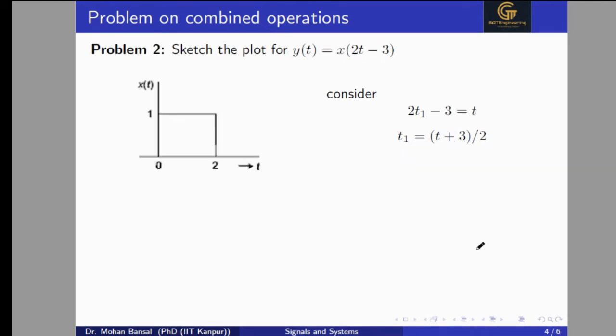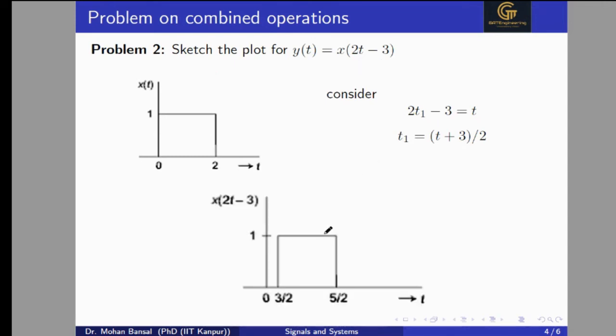Similarly, now you can see problem number 2. We have to plot x(2t - 3) for the given signal x(t). In the same way, 2t1 - 3 will be equal to t, and t1 will be (t + 3)/2. For t = 0, we will get t1 equal to 3/2. So the y(t) signal will start at 3/2. For t = 2, we will get t1 equal to 5/2. So the same signal with the same amplitude will come between 3/2 and 5/2. So this is y(t), which is nothing but x(2t - 3).